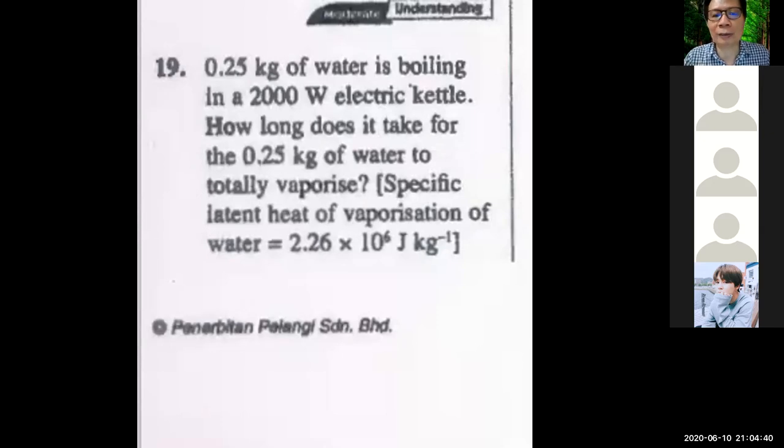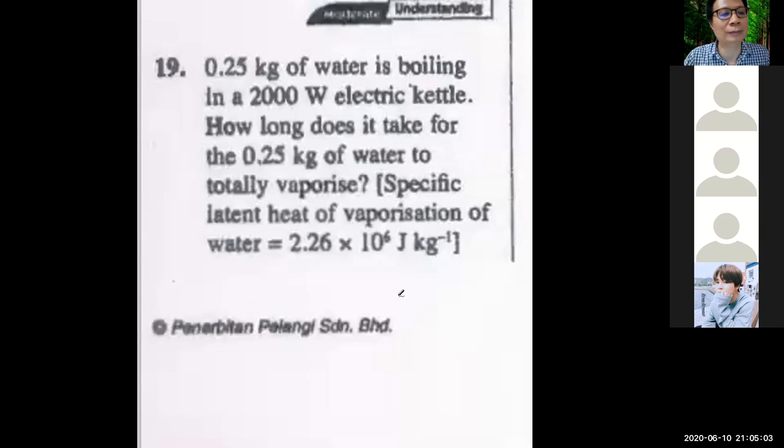Terry, go. Are you there? Terry? Terry, go. What, teacher? Yes, Terry, go. Can you tell me the formula for this question? What formula? How long does it take for 0.25 kilogram of water to vaporize?